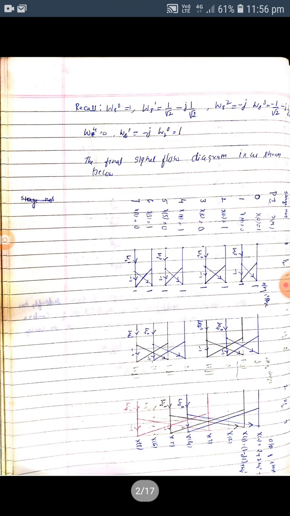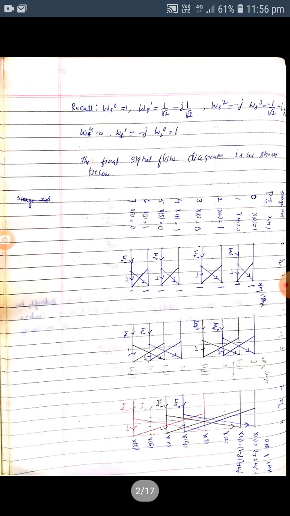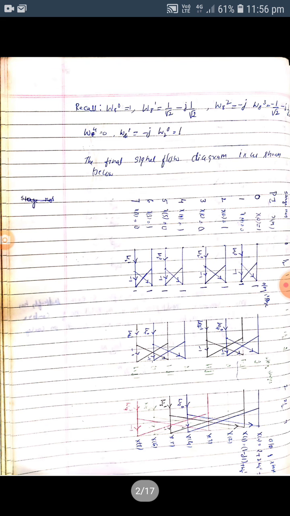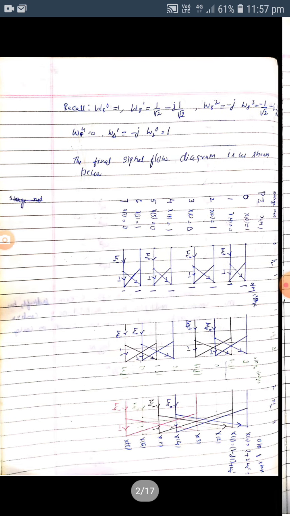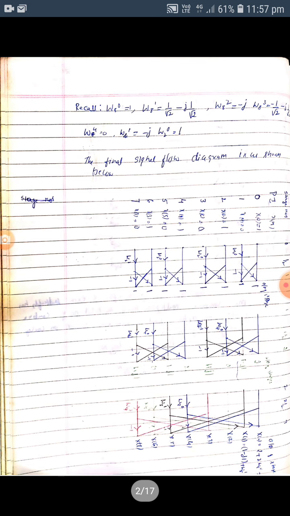Let us now recall the basic complex functions, which were covered in the first module. Omega 8 power 0 will be 1, omega 8 power 1 will be 1 by root 2 minus j 1 by root 2. Omega 8 power 2 will be minus j. Omega 8 power 3 will be minus 1 by root 2 minus j 1 by root 2. Similarly, omega 4 power 1 will be minus j, and omega 2 power 0 will be 1.